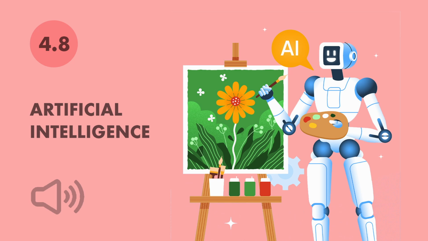Chapter 8: Artificial Intelligence. To know in this chapter: definition and examples of artificial intelligence, advantages of artificial intelligence, disadvantages of artificial intelligence. What is the difference between animals and humans?